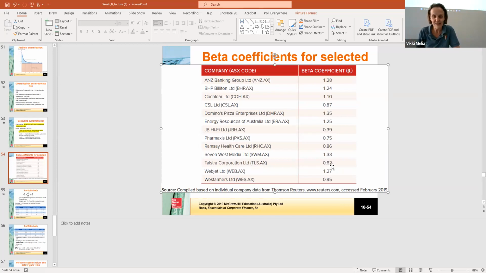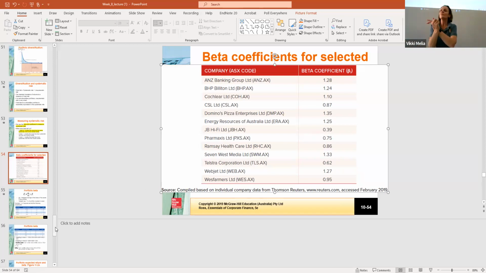Telstra is 0.62. I can see Domino's Pizza is over 1.35. Each company is different, so there's not one blanket statement that we can say if their beta is over 1. We can't say, oh, they must all have a lot of debt. That's not the case. Every company is different. So we need to look at each company individually to determine why they're more exposed to those market-wide risk factors.